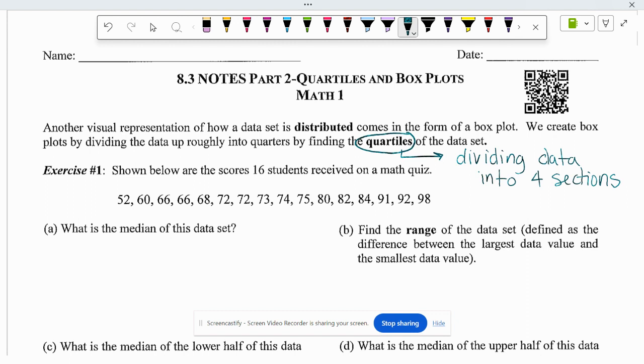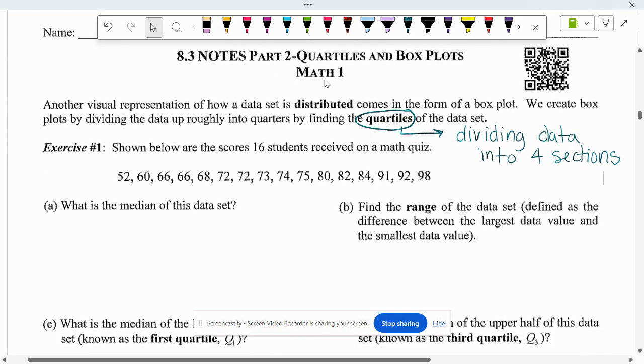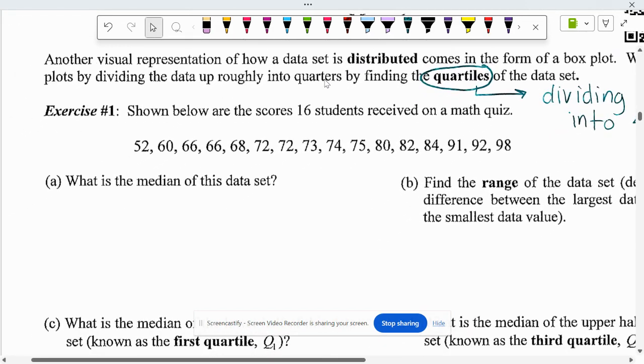So the first question says, what is the median of the data set? We're going to do question number 1 with no calculator. I know that sounds crazy, but we're going to try it. If I have to find the median, someone tell me what that is. Median is the middle. So if I want to find the middle of my data set, what do I have to do? Put it in order. Is our data set already in order?